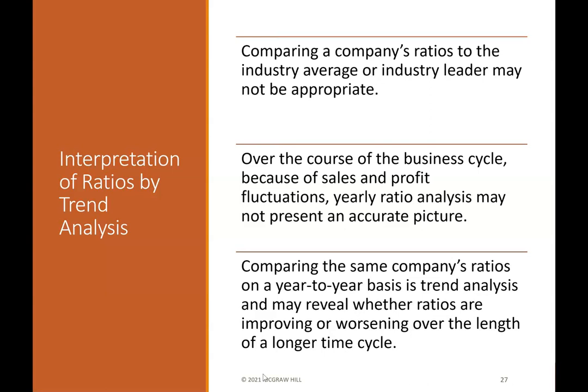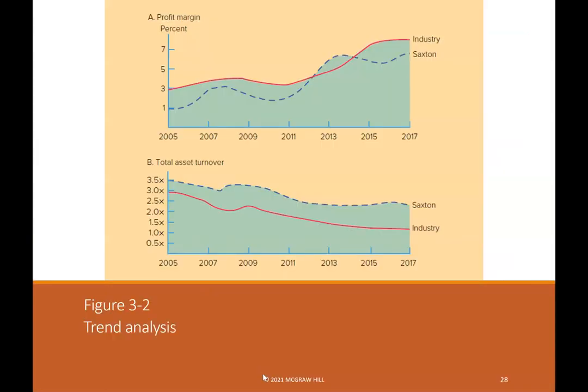Interpretation of ratios by trend analysis. Comparing a company's ratios to the industry average or industry leader may not be appropriate. Over the course of the business cycle, because of sales and profit fluctuations, yearly ratio analysis may not present an accurate picture. Comparing the same company's ratios on a year-to-year basis is trend analysis and may reveal whether ratios are improving or worsening over the length of a longer time cycle.